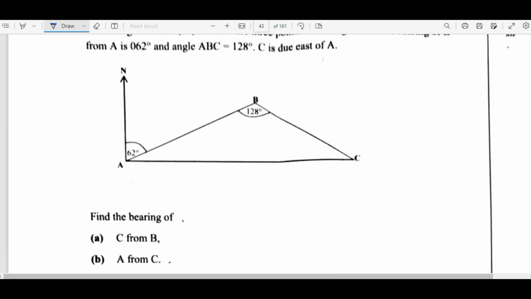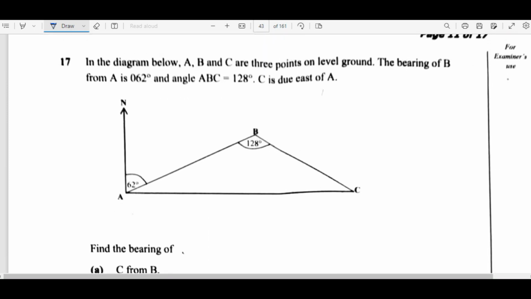Under question 17, we are given a triangle, and the concept that we are going to use is the concept of bearing. So we have question 17. In the diagram below, A, B and C are 3 points on a level ground. The bearing of B from A is 62 degrees and angle ABC is equal to 128 degrees. C is due east of A.